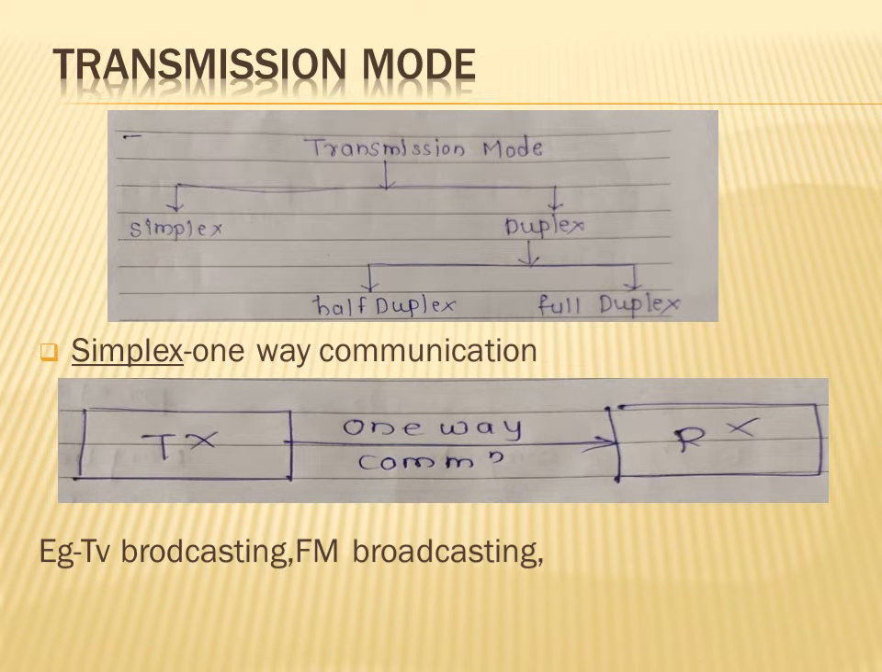Next we see the transmission mode. Next point, it is the transmission mode. This transmission mode is divided into mainly two types, simplex and duplex. This duplex is divided into two types, half duplex and full duplex. This transmission mode defines the direction of flow of signal between two connected devices.